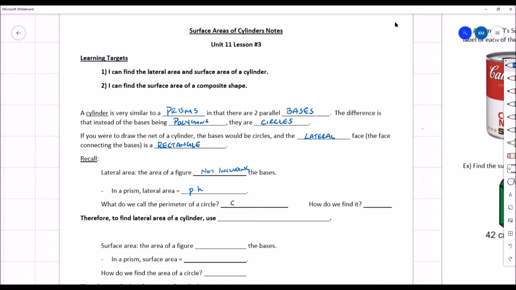It is the circumference. Circumference, right? We dealt with that a lot last chapter. How do we find it? Circumference equals 2 times pi times r, or pi times diameter, however you like to look at that. Therefore, to find the lateral area of a cylinder, saying how similar it is to a prism, we do the exact same thing, except the lateral area is going to be circumference, 2 pi r, times height.